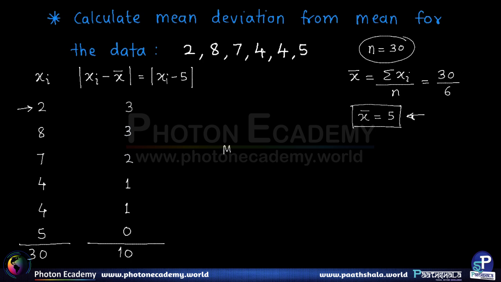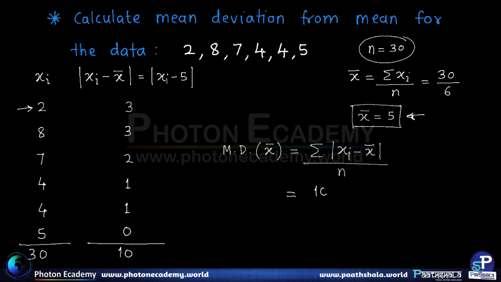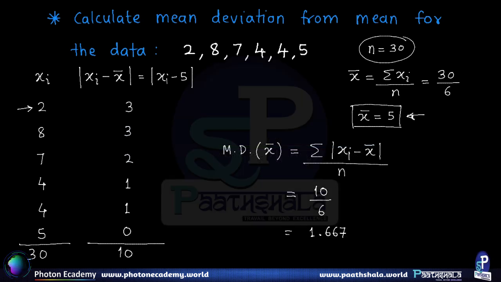As per the formula, mean deviation from mean, now instead of a we will be specific because they have asked to calculate it from mean. So it will be summation of mod of xi minus x bar, whole divided by n. So the sum is 10 and the number of observations is 6. So therefore we will write it as 1.6, it is recurring, so therefore we will round it off. That's the value of mean deviation from mean.